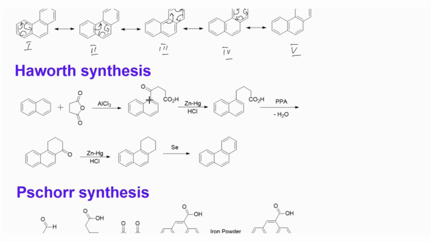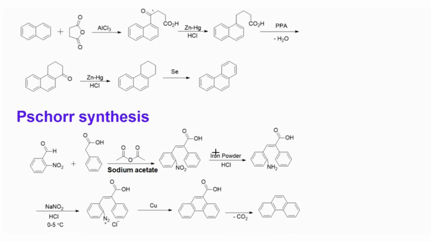We get this intermediate, followed by the Clemmensen reduction, where this carbonyl group is reduced to CH2, and this is cyclized using polyphosphoric acid by a dehydration mechanism. So we get this intermediate. Again one more Clemmensen reduction, so the C double bond is converted to CH2. Then dehydrogenation, that is aromatization, with the help of selenium powder. So we get the phenanthrene. This is the Haworth synthesis as we discussed in naphthalene and anthracene. The same way, same mechanism.